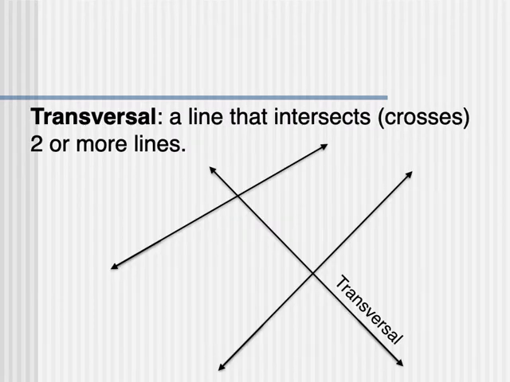Next definition, transversal. This is a word you'll be using quite a bit for the rest of the semester. A transversal is a line that intersects or crosses two or more lines. So this line here, because it's going across these two lines, would be considered a transversal.